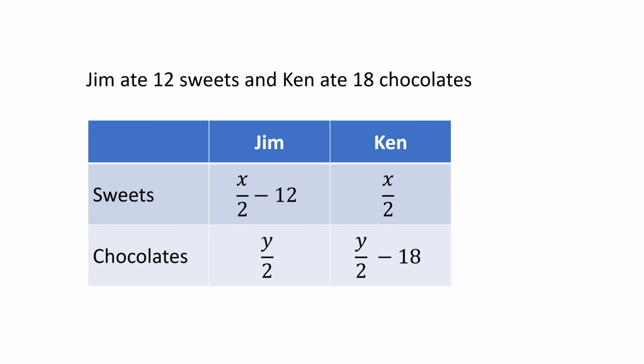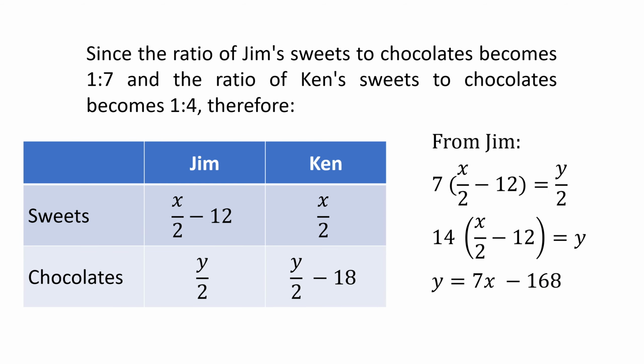Then the next part of the question mentions that Jim ate 12 sweets and Ken ate 18 chocolates. So for Jim, we subtract 12, so it's X over 2 minus 12. And for Ken, he ate 18 chocolates, so it's Y over 2 minus 18. Right, so this is how we express the number of sweets and chocolates that Jim and Ken had after they finished eating their respective sweets and chocolates.